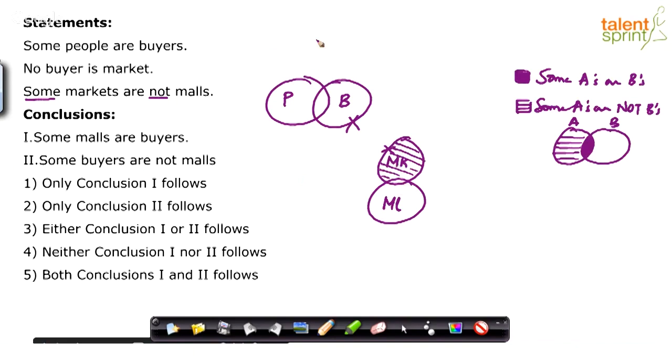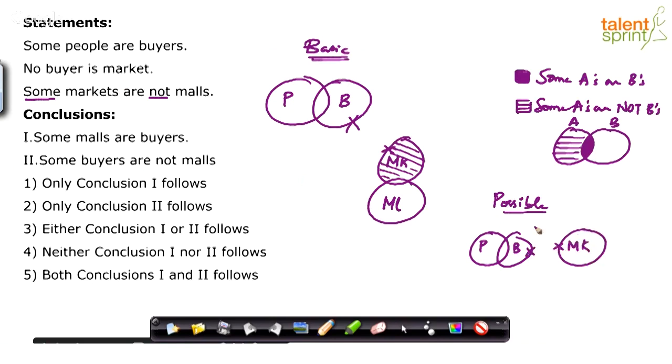What we have done is a basic diagram. What is the possible way of drawing it? Let me draw the possible diagram here. Some people are buyers. This is anyway straight. No problem with this. No buyer is market. You can draw like this. Then he says some markets are not malls. We can draw malls in this way also. Nothing wrong. Some markets are not malls.